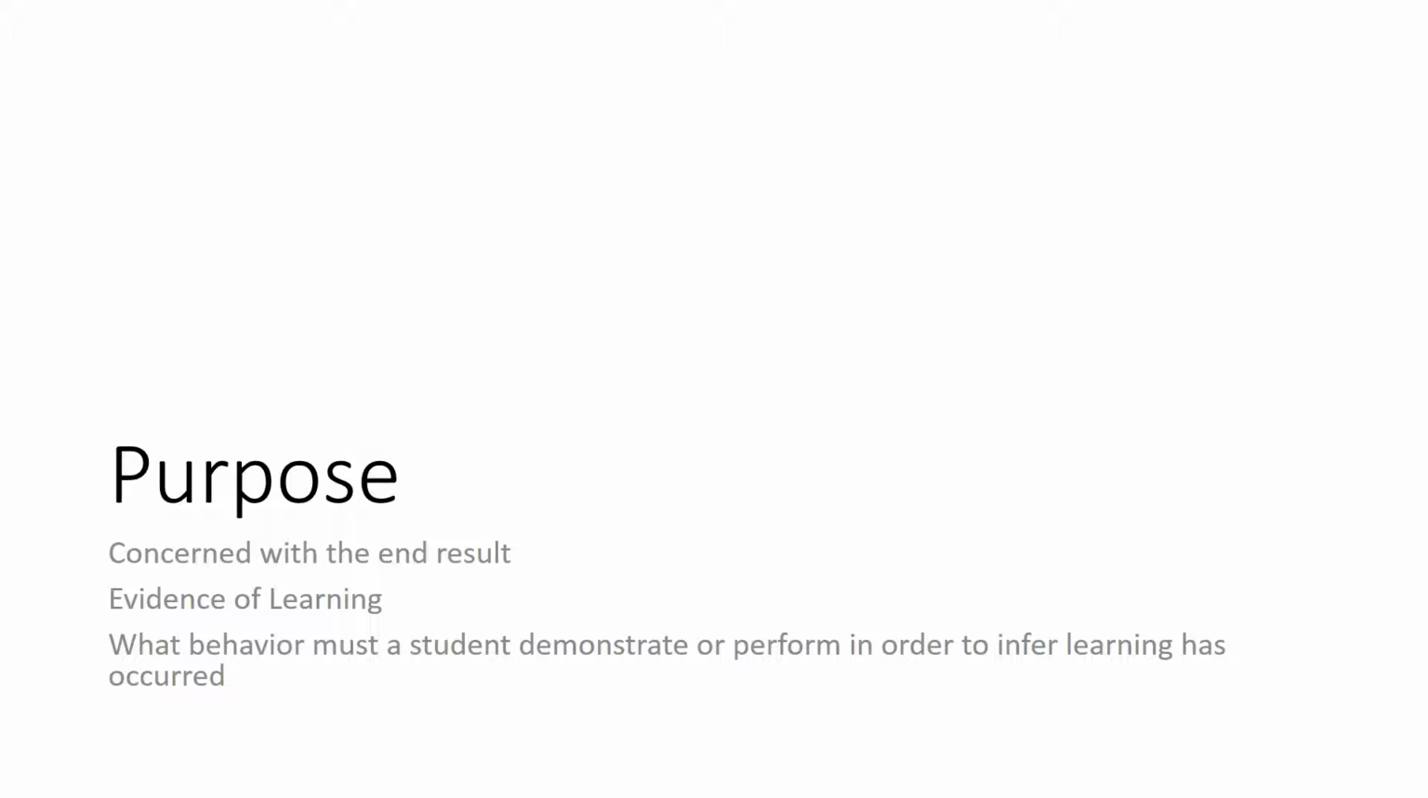The purpose of a learning objective or a behavioral objective is really concerned with the end result. What evidence of learning has occurred in the student? What is it that has occurred that the student will perform or demonstrate so that we can infer that the learning has occurred? Has the skill that we intended to teach really been learned by that student?